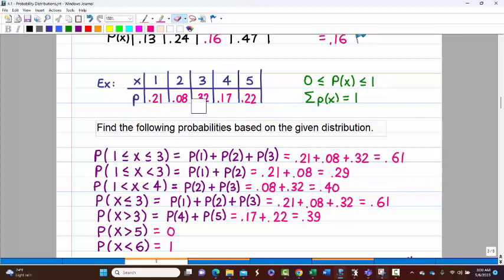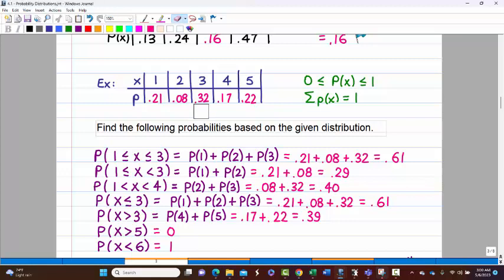Less than or equal to 3. That's different than less than 3. Less than or equal to 3, we include 3, 2, 1. All of those. We add those 3 up, and we get 0.61.